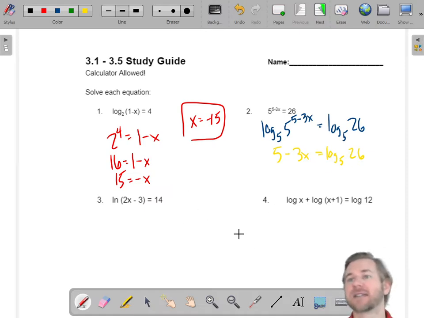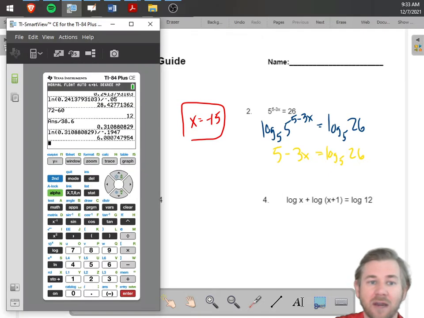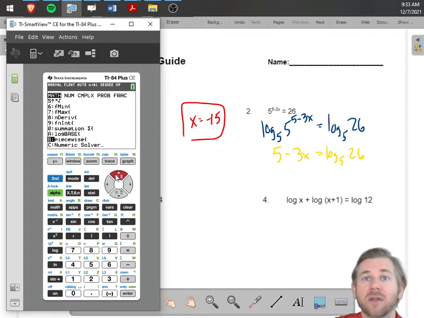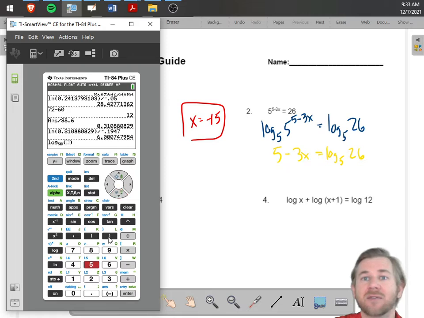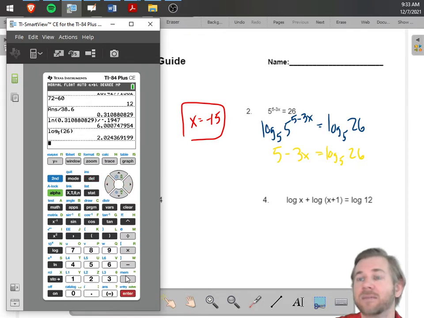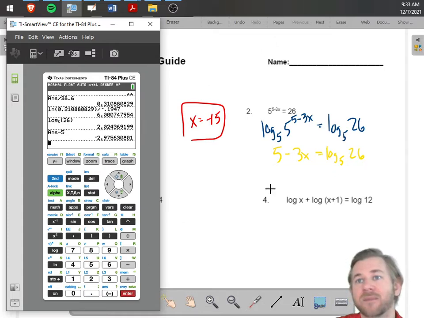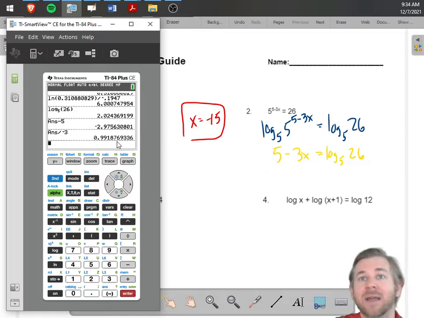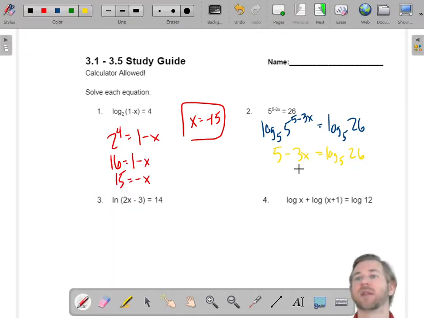To solve for x, the first thing you're going to do is subtract 5, and this becomes a little bit of calculator work. So you got to kind of follow along here. I'm going to do the log base 5 of 26. Now it's a two-step equation. The first thing I would do is subtract 5, because I have this plus 5, and then I will divide by negative 3, and that is 0.9919. So x equals 0.9919.